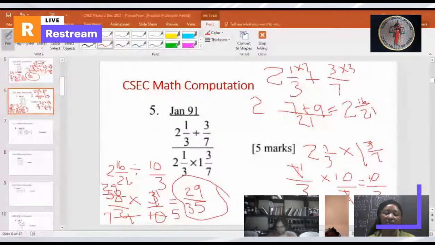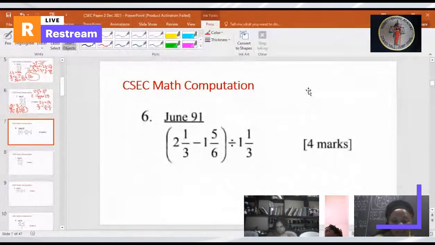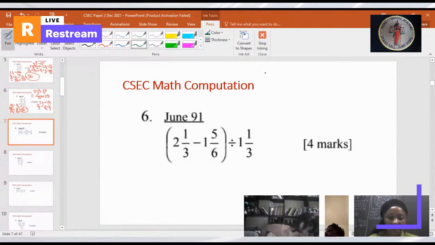All right. So here we go. That's the next question. This one is valued 4 marks. So it's 2 and 1/3 minus 1 and 5/6. That is in brackets, so that is telling us we need to work that first. Then we're going to divide by 1 and 1/3. All right. Who wants to do this one? I'll do that one. All right, Imani, tell me what to do.